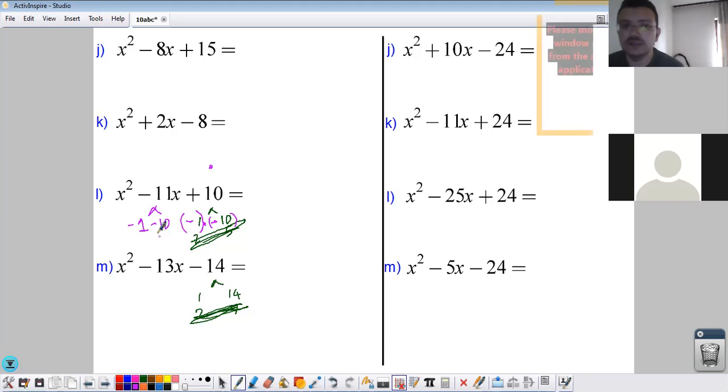The way of thinking: the final result, when I multiply minus 1 times minus 10, makes plus 10. When I add them to each other, that makes 11. So I can factorize this as (x minus 1) and (x minus 10). And in here, you should find two numbers. When you multiply them, it should be 14. When you add them, it should be minus 13.